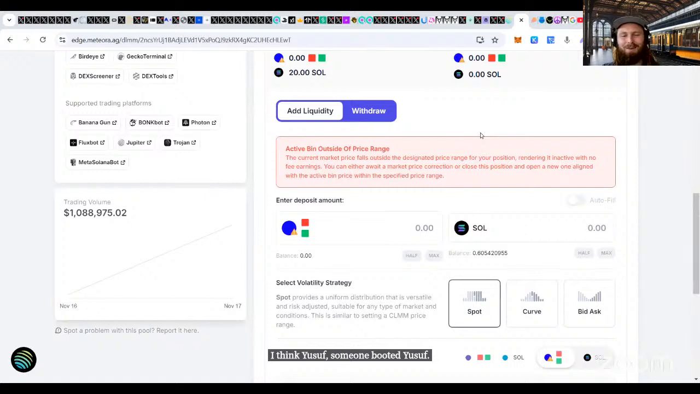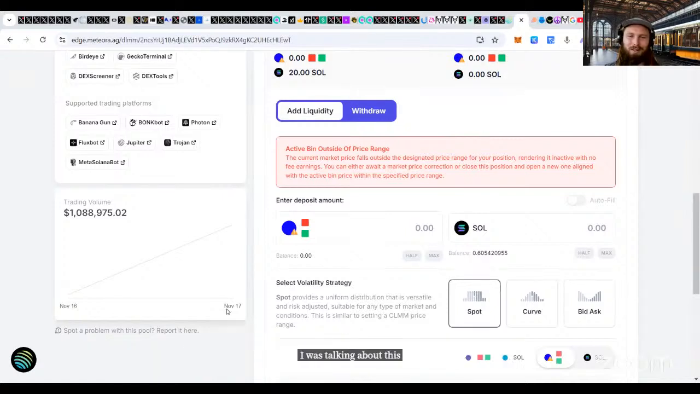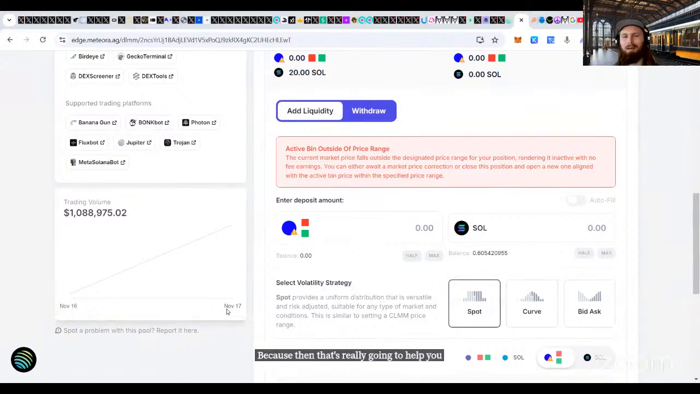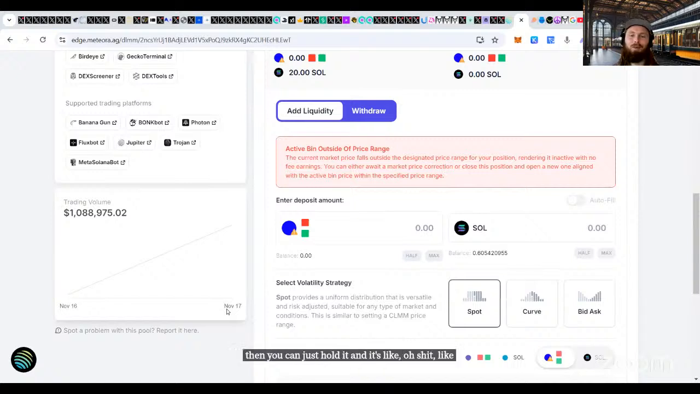Yeah. So I did a post on Twitter yesterday. Crypto said, bro, I did the same thing on FUR. I think the key is, number one, only invest position or total capital amounts that you're comfortable losing, because that's really going to help you prevent a panic sell. And then also, if you only LP coins that you want to buy anyways, then say your position goes out of range and you're below your bottom end range, you can just hold it, because you were going to buy this anyway. You don't have to sell at a loss.